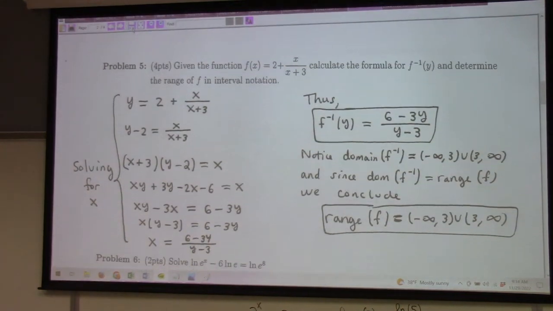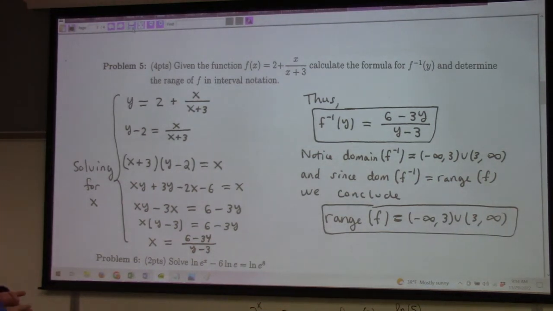Now the next problem, we didn't have a graph, right? But we had to find the formula for the inverse. And we did a few of these in class, right? The method we used was a 4-step process. Step 1 was write y equals f of x. Step 2 was to solve for x. Step 3 is f inverse of y is equal to the stuff in y that we found, which in this case is that.